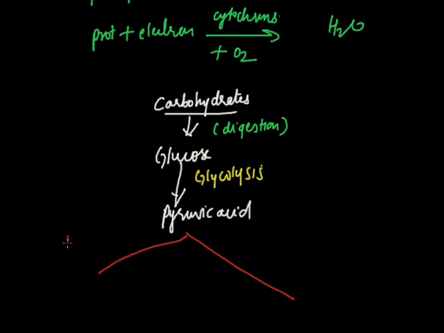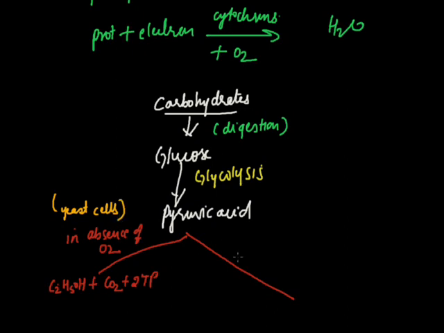If it is oxidized in the absence of oxygen, then it is called anaerobic respiration, and the byproducts are C2H5OH, that is ethyl alcohol, carbon dioxide, and ATP. This occurs mostly in yeast cells, and this can also be called the fermentation process.